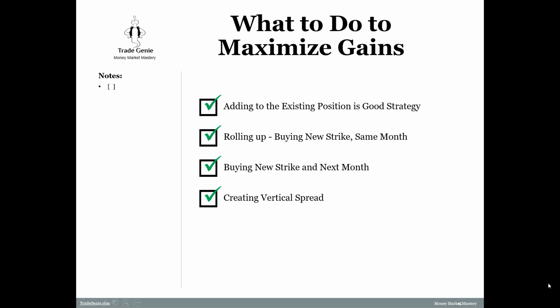Now you need to learn to always be looking to maximize gains. So always be looking at adding to the existing position. We send out the alert if we see the opportunity. Rolling up, you can roll up.